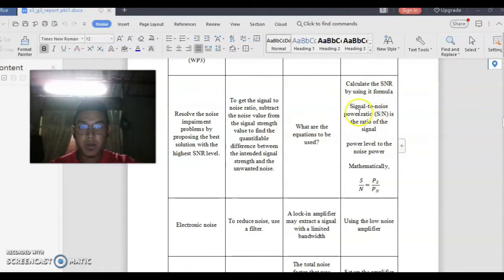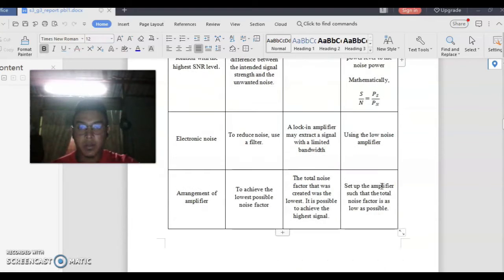Signal to noise power ratio S over N is the ratio of the signal power level to the noise power. Mathematically, S over N equals Ps over Pn. For the third fact, it is electronic noise. To reduce noise, use a filter.